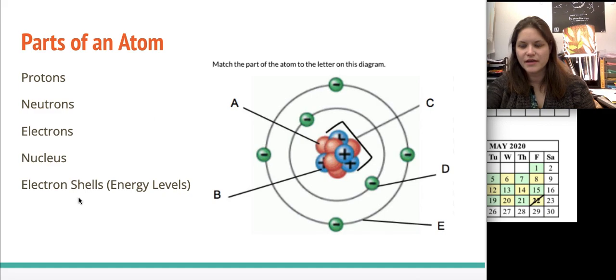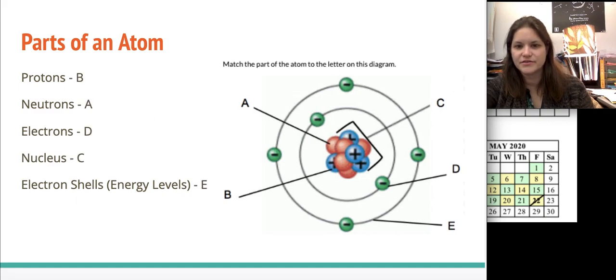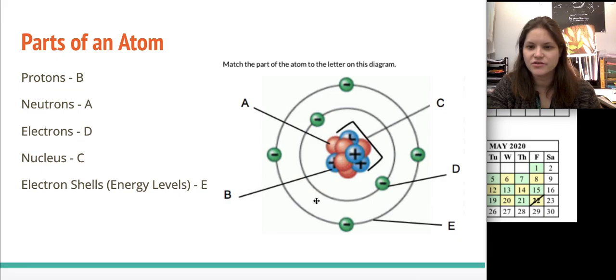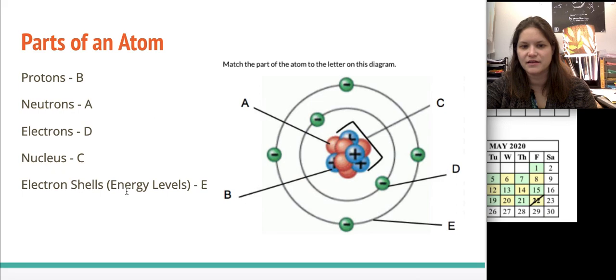Okay, so then here are our correct answers. Our protons are these that have the plus sign. Our neutrons have no sign on them because they don't have a charge. The electrons have the negative sign. The nucleus is this whole chunk here in the middle. And then the electron energy levels are the rings that are going around the nucleus. And remember, electron shells and electron energy levels refer to the exact same thing.